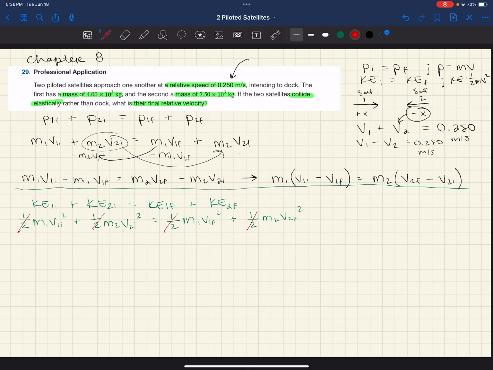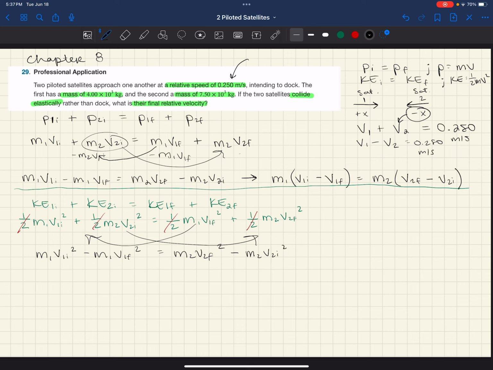And I'm going to do the same thing that I did for the momentum equation. I'm going to gather the m1 terms on my left side, and I will gather the m2 terms on the right side. So I'll be moving this term over here, and I'll be moving that term to the right. So then I would have m1 v1 initial squared minus m1 v1 final squared equals m2 v2 final squared minus m2 v2 initial squared.